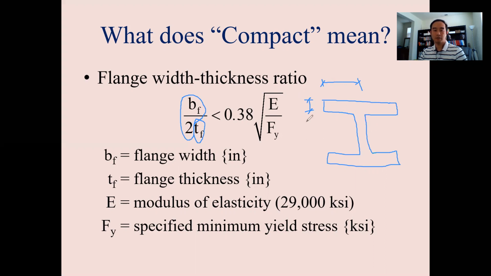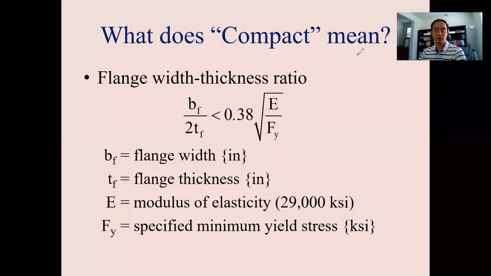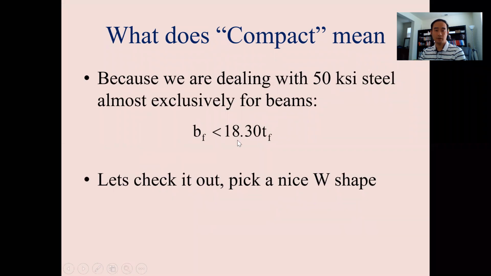And if that ratio is less than 0.38 times square root of E over Fy, then we can say our sections are compact sections. As you know, Young's modulus is 29,000 ksi for all structural steel, and Fy is the yield strength of the material. Typically, we use a 50 ksi steel. So when we plug those two numbers in and simplify the relationship between bf and tf, this is what it is: if bf is less than 18.3 times tf, the thickness of the flange, and bf is the full width of the flange, then we can say our sections are compact.